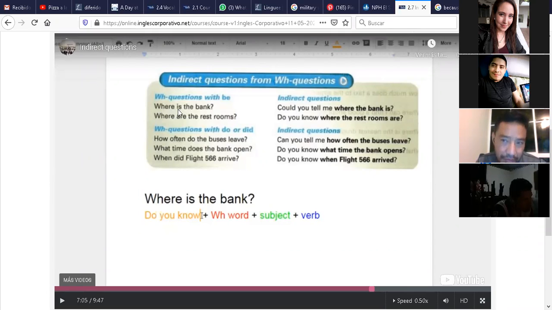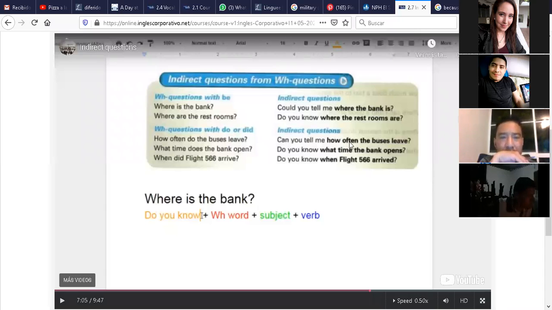This is a tip that I want to give you. If it looks like a question, it is wrong, and you're going to find the pattern. Si después de la expresión todavía tiene la misma estructura de una pregunta, está mala, no está bien formulada. Eso nos tenemos que grabar. So the indirect question follows here. That pretty much, how often do the buses leave? Can you tell me how often the buses leave?